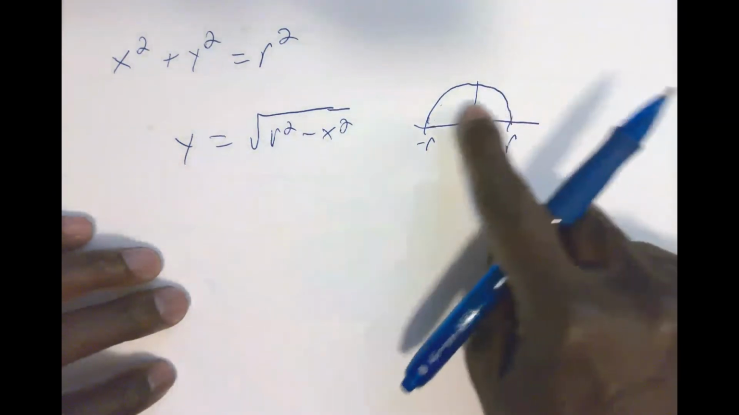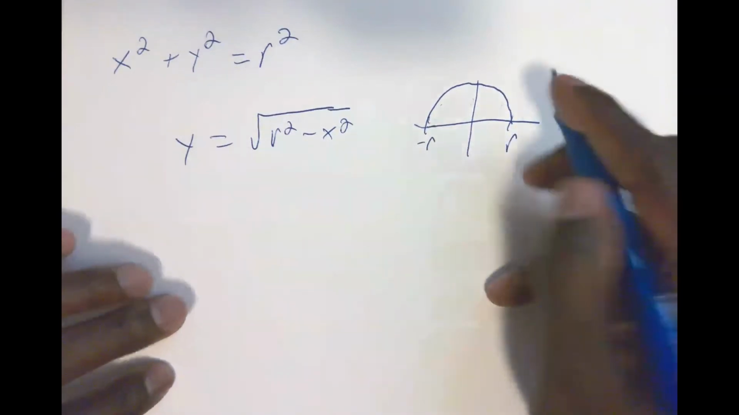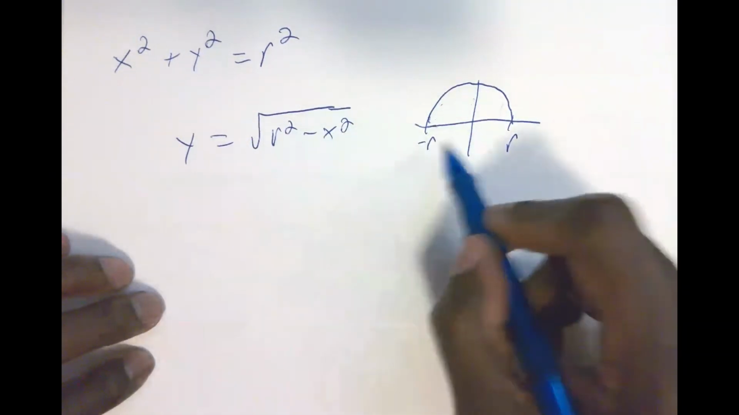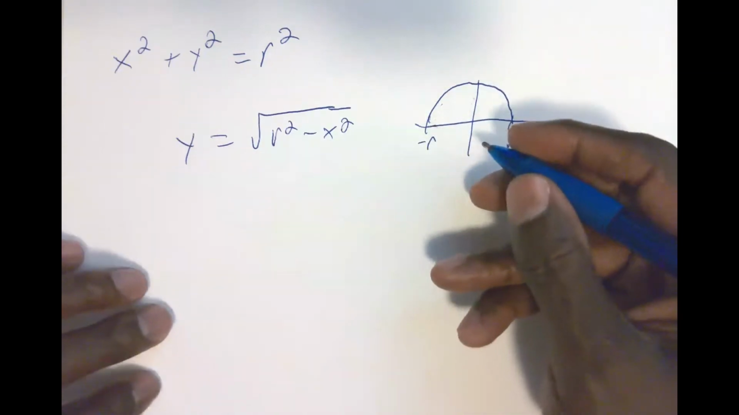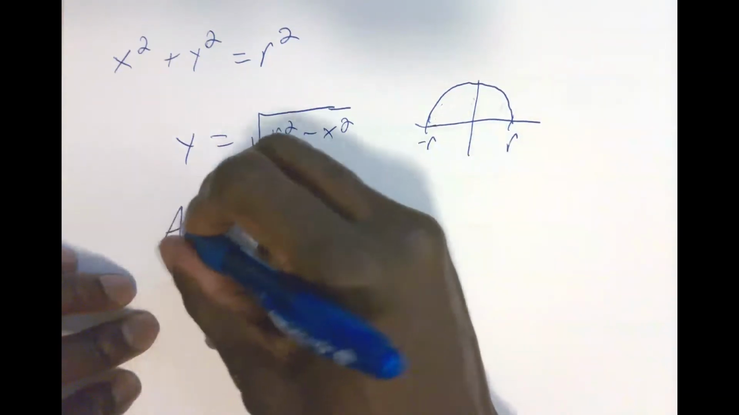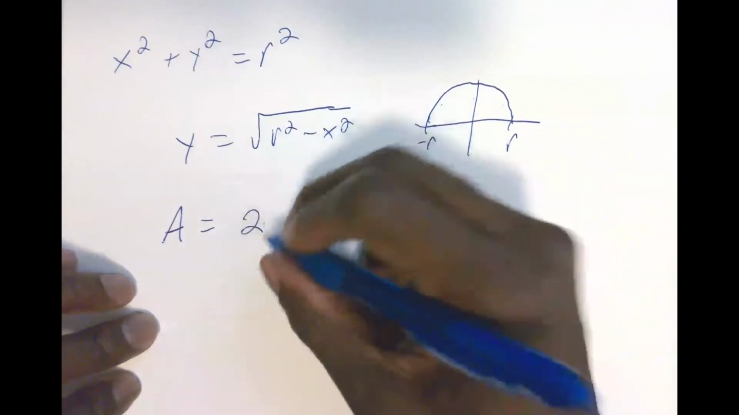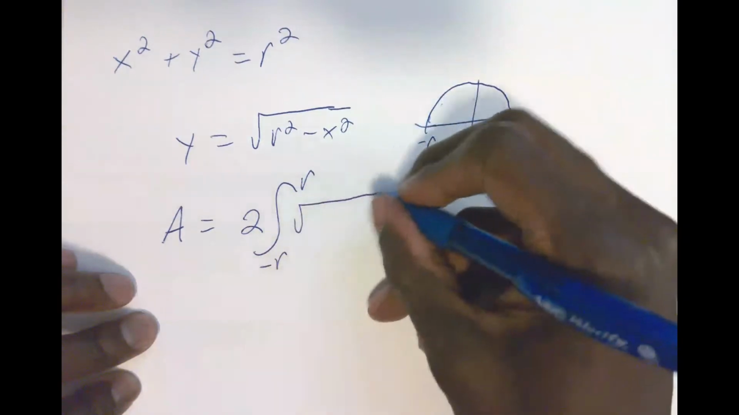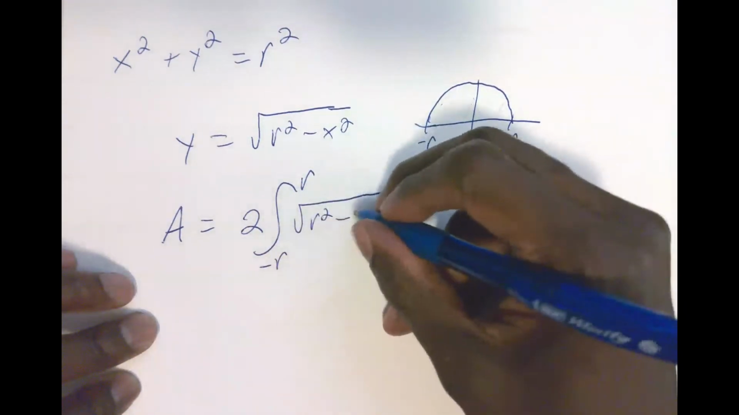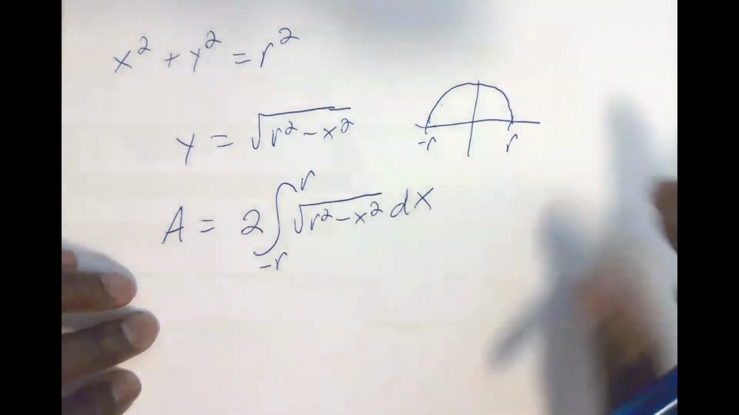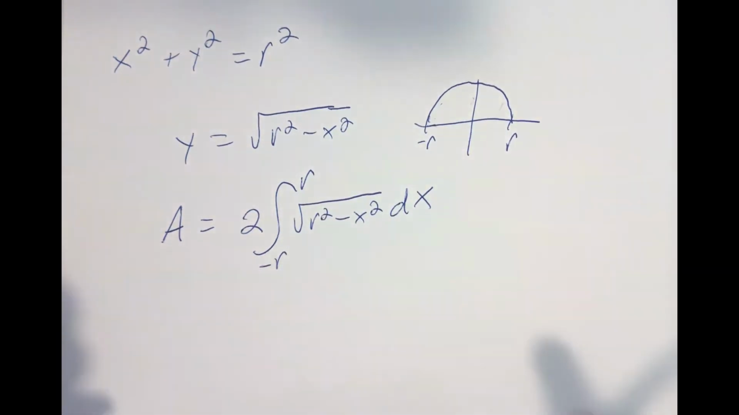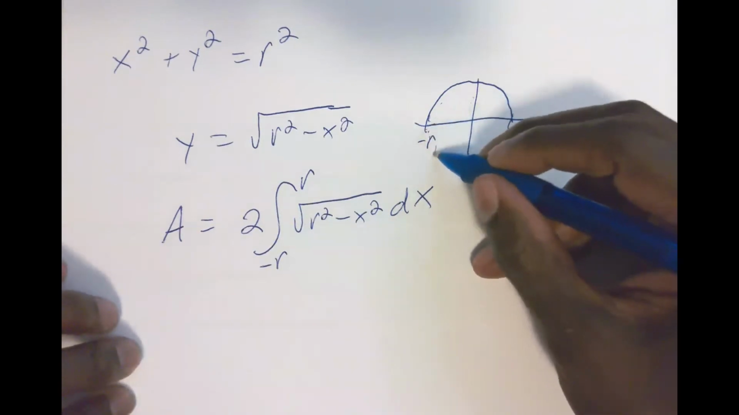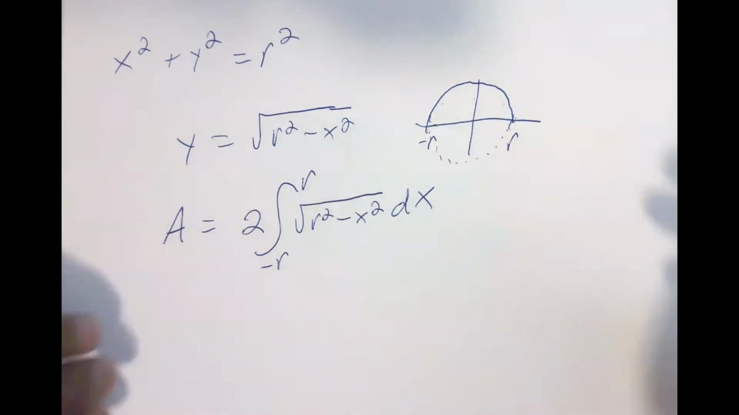Of course, the area under this curve from negative r to r would be integrating this function from negative r to r. Bear in mind, r is just some number. So the area is 2 times the integral from negative r to r of the square root of r squared minus x squared dx. That's the calculus way of finding the area. Since I'm multiplying by 2, it represents the area of the whole circle.